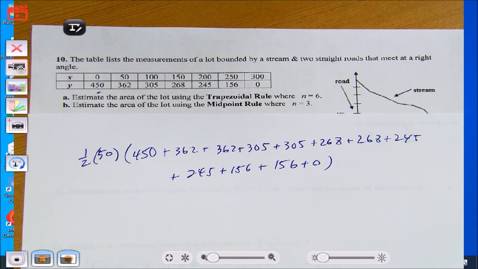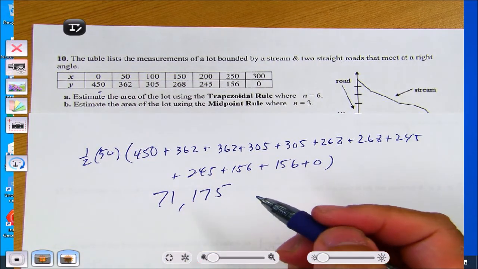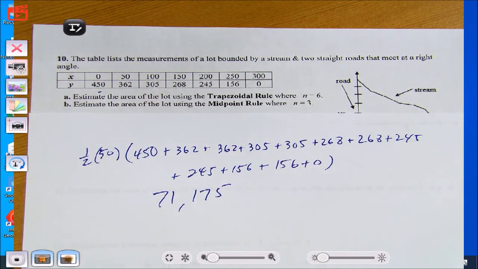Did you guys get 71,175? Wait, what? I got 78,600. Sounds good to me. 78,050. Let me try it again. 450 times 362 times 2 plus 305 times 2 plus 2 times 2.